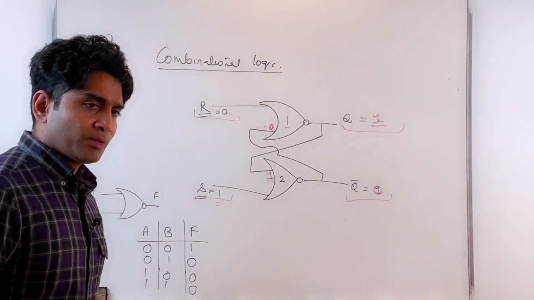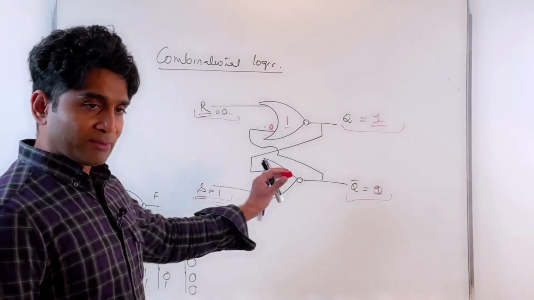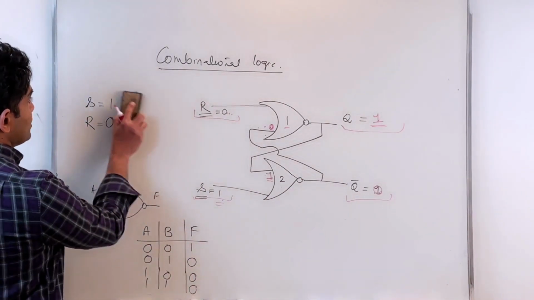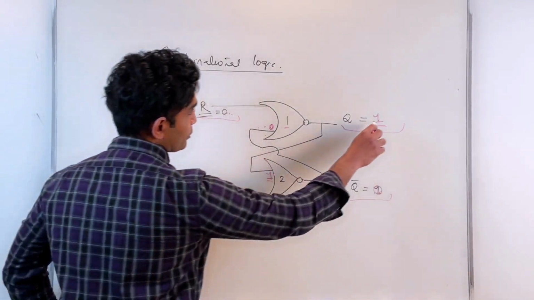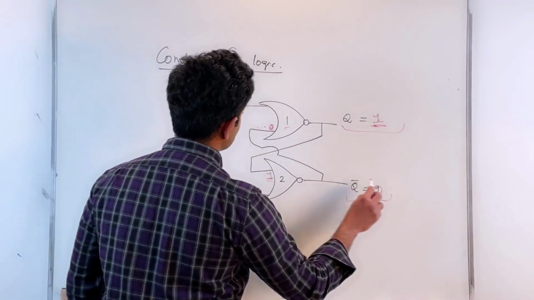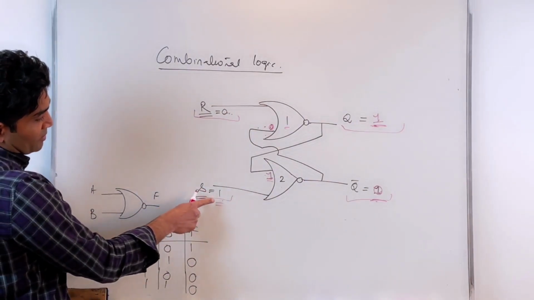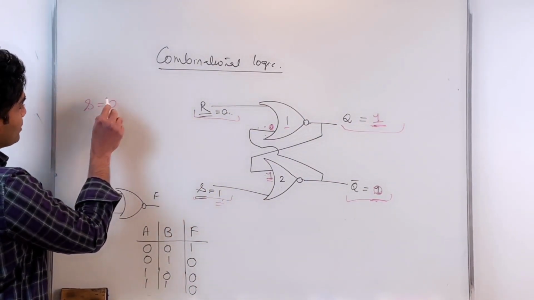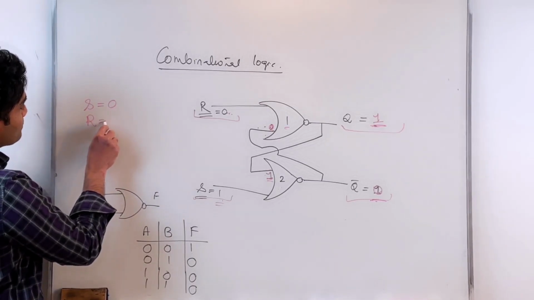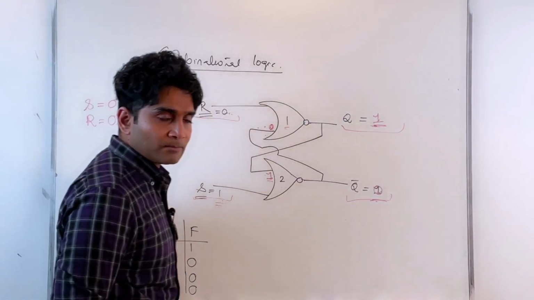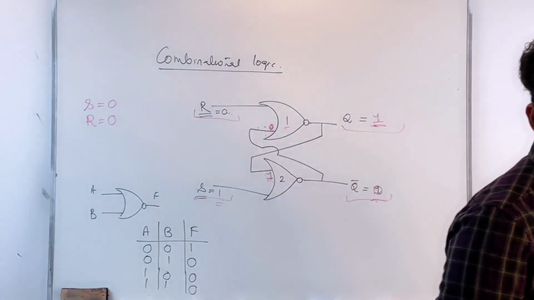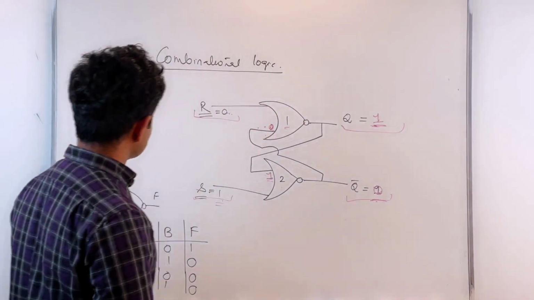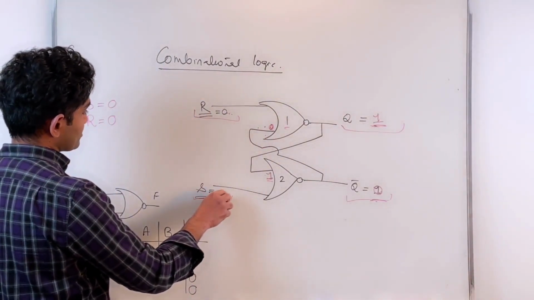Okay, now I've done that. Now I come back to this circuit. I know exactly what these values are. Q equals 1, I measured it now. Now I go back to this circuit and change my S to be a 0 and R to be a 0 as well. So I go back to the circuit, change those values, and see what happens. So now I'm changing S, instead of 1, to 0.